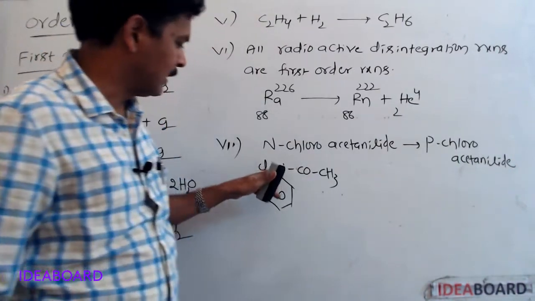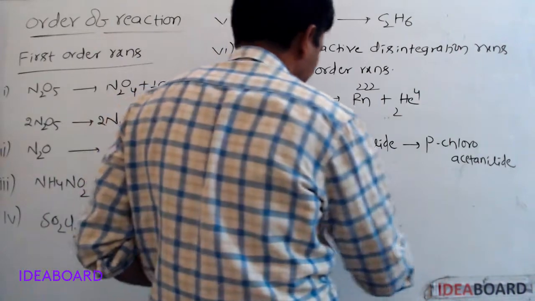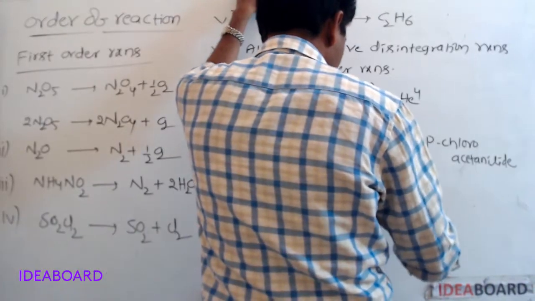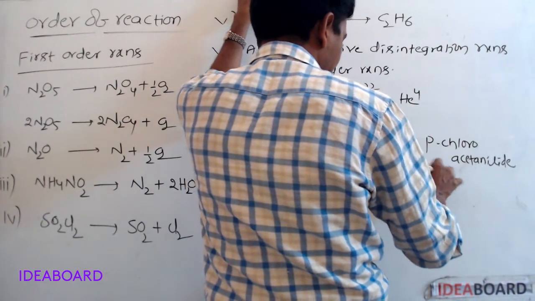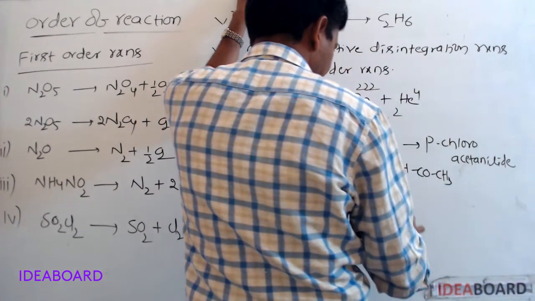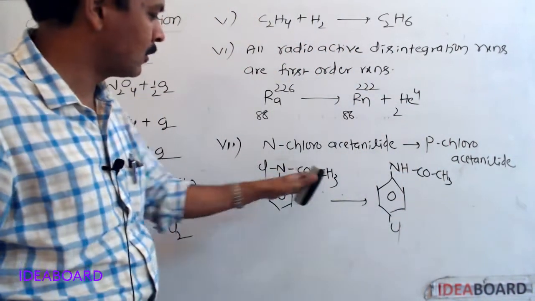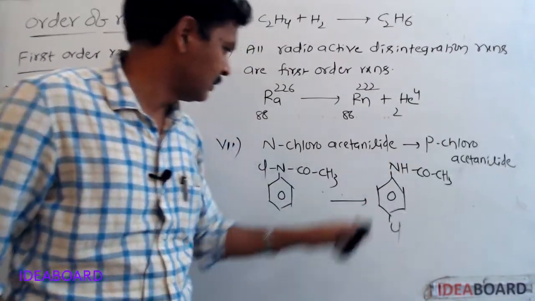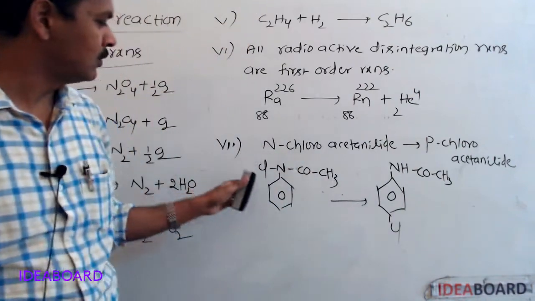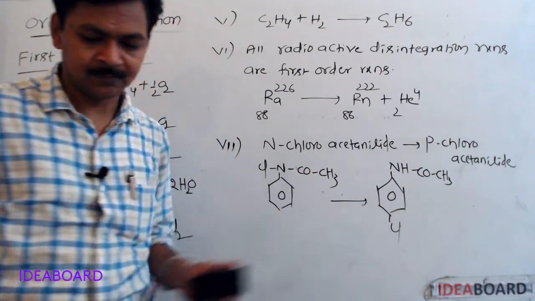This is N-chloroacetanilide into parachloroacetanilide. This is also a first order reaction.